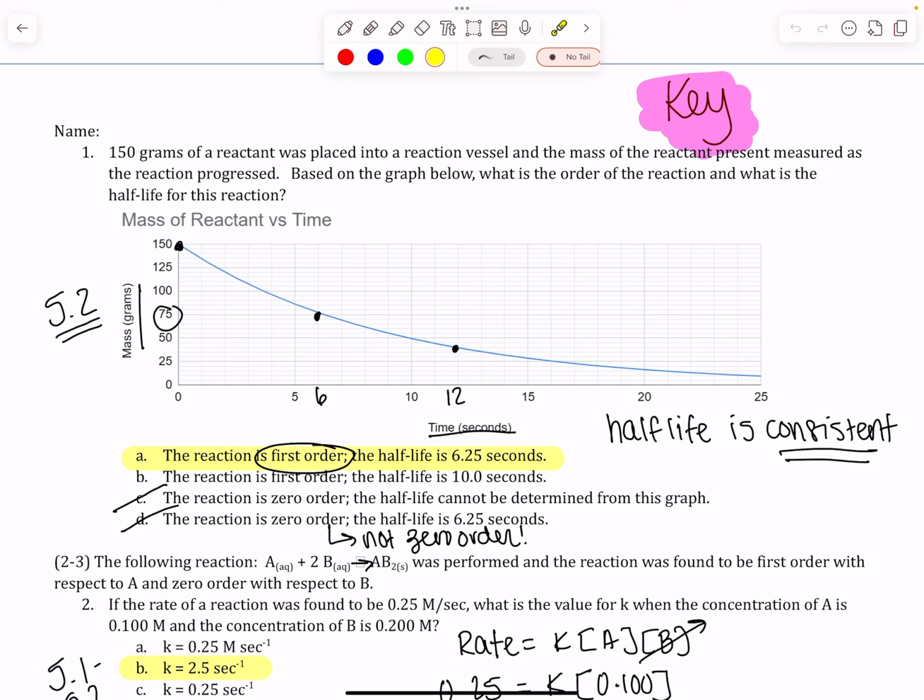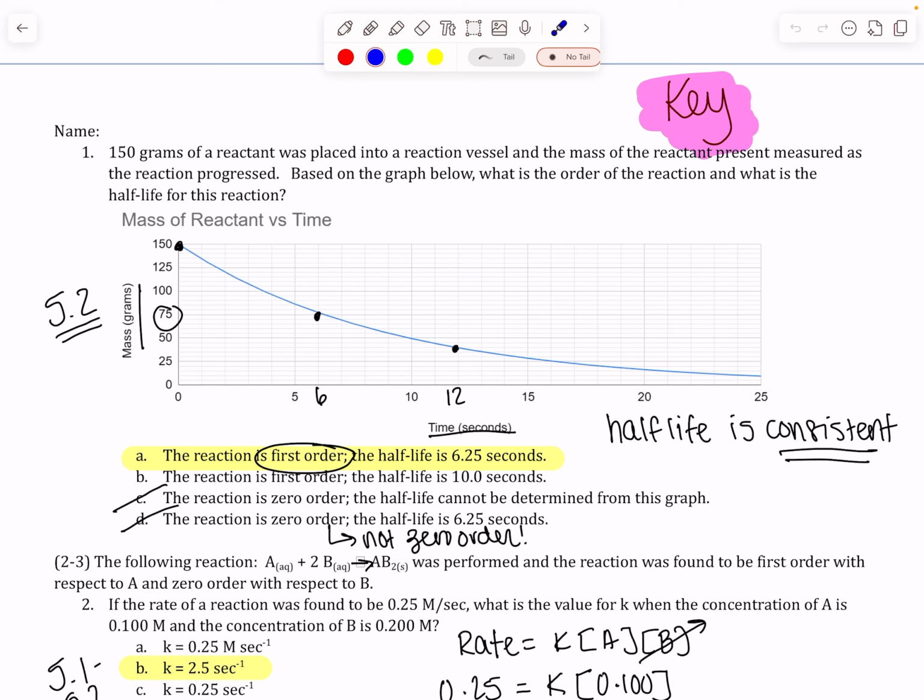Number 1, it says I have 150 grams of a reactant placed into a reaction vessel, and the mass of the reactant present is measured as my reaction progresses. Based on the graph below, what is the order of this reaction and what is the half-life for this reaction? So immediately upon seeing the word half-life, I know, let me look at that. If I look at my half-life, I started at 150 up here.